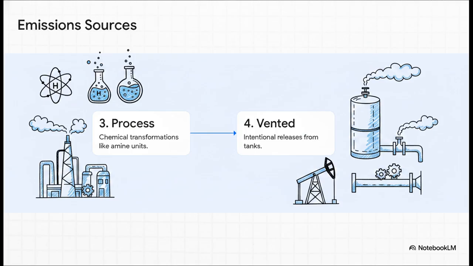Then Step 4 requires you to audit vented emissions. These are also uncombusted and intentional, but they're coming from things like gas-driven pneumatic devices, pipeline blowdowns, well unloading, or your pressure relief valves.